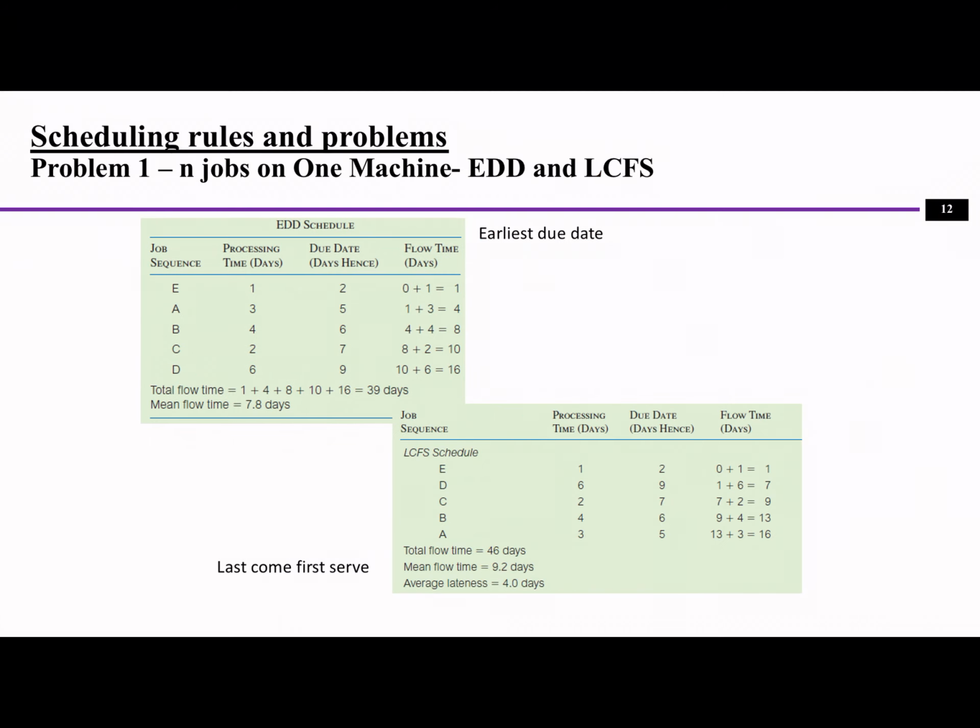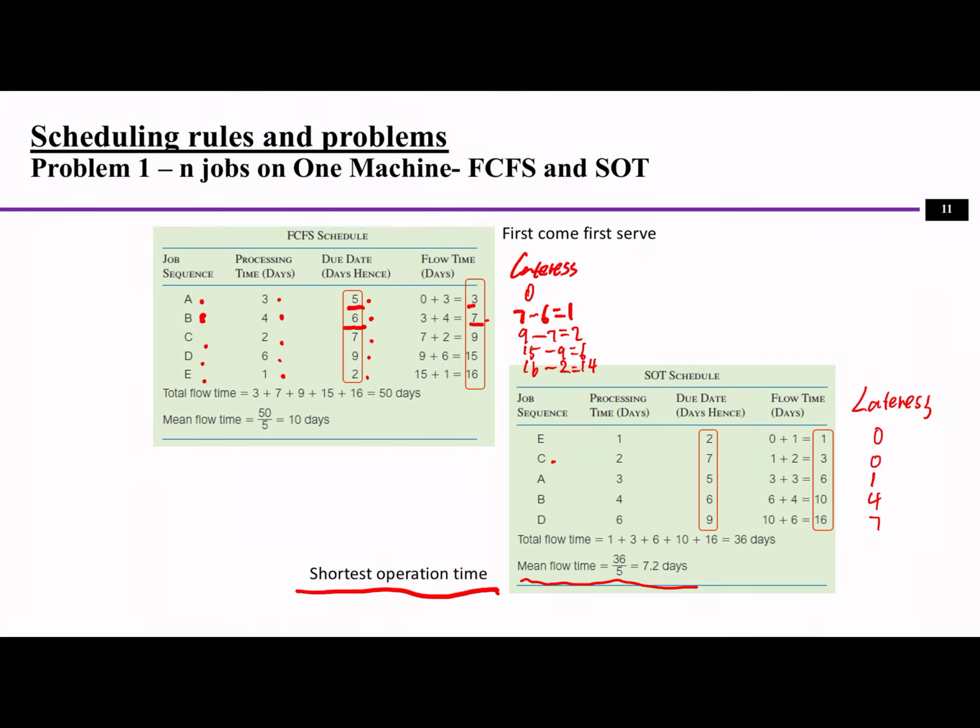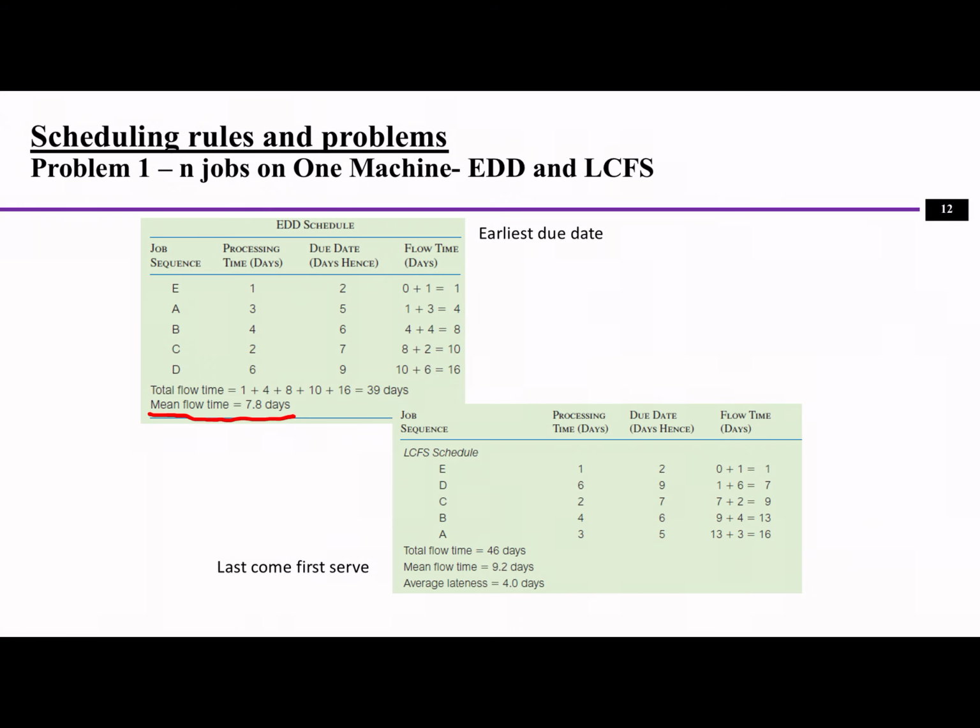Now let's look at other rules, how other rules apply in this case. Earliest due date. We'll do the same thing. I'll look at which job has the earliest due date. You can see that the sequence is E, A, B, C, D because E has the earliest due date, which is 2, right? And then also we'll calculate the flow time. Then the mean flow time is 7.9 days, and our prior example for the shortest operation time is 7.2 days. Then let's look at the lateness.